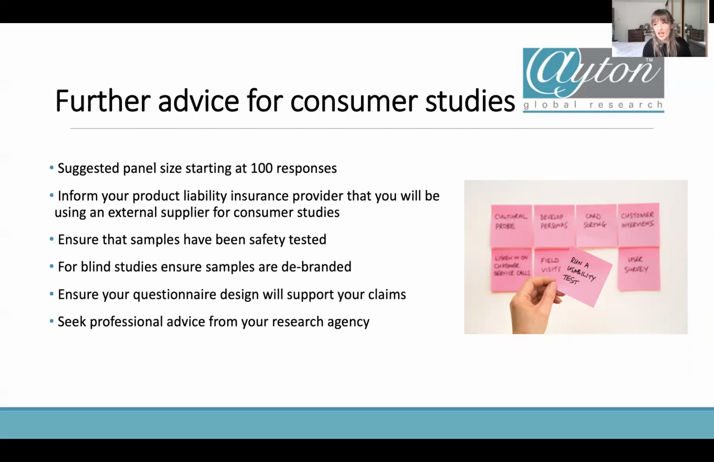I've talked about product liability insurance, but we also need to make sure the samples are safety tested, especially electronics, things like a PAT test. We need to make sure that they're safe to use by the consumer, essentially. For blind studies, which is your claim substantiation, they need to be debranded. So it's really important we don't reveal the brand because we can't have biased results. And you always need to make sure your questionnaire design will support your claims. As I was saying earlier, we need to make sure they're verbatim to the claim. And we can also provide some really good help on questionnaire design.